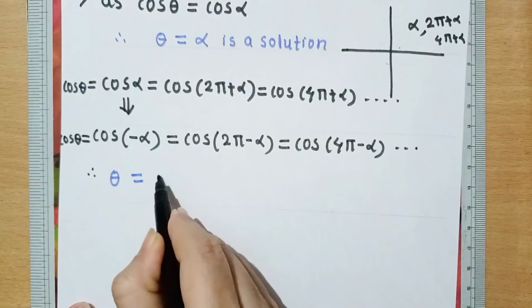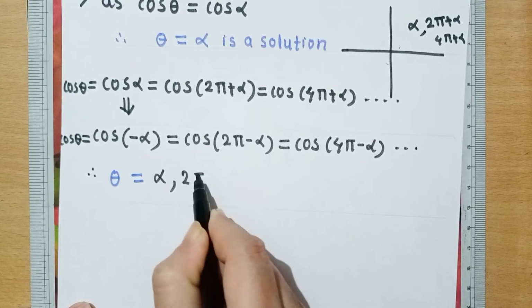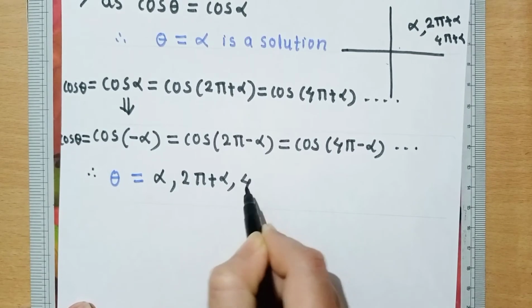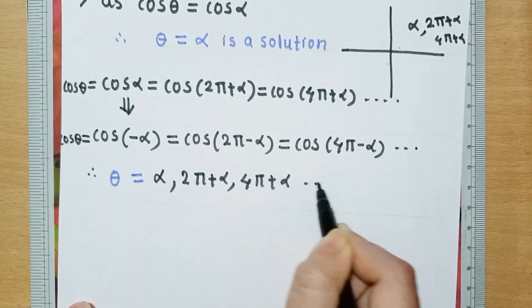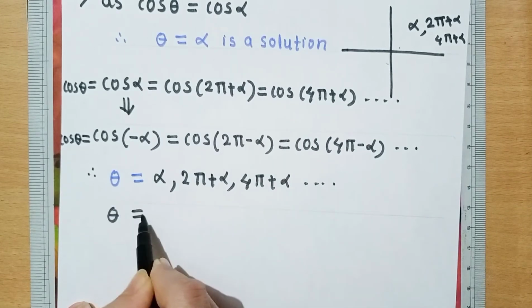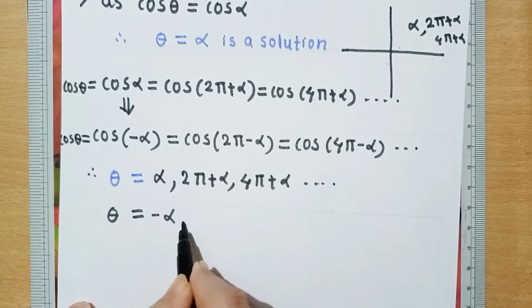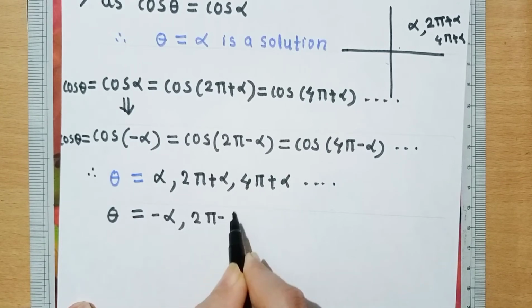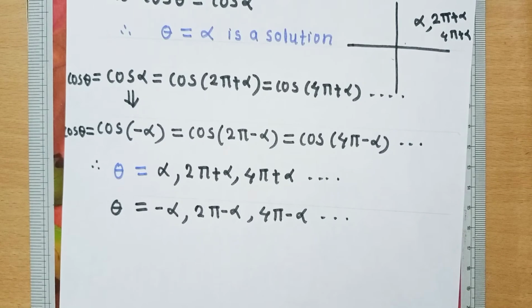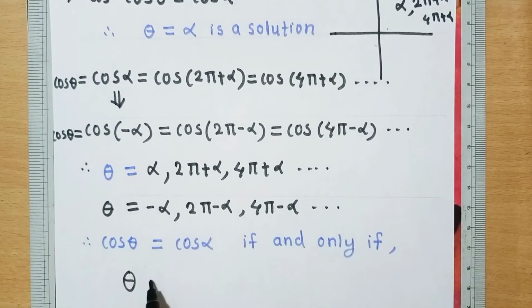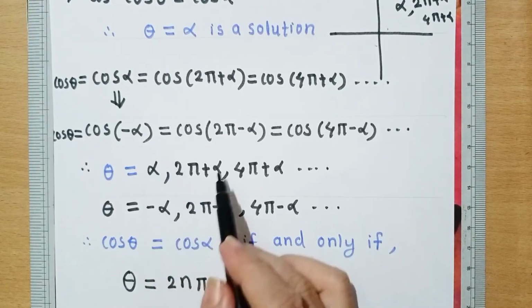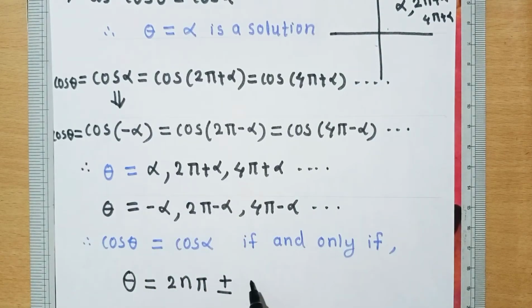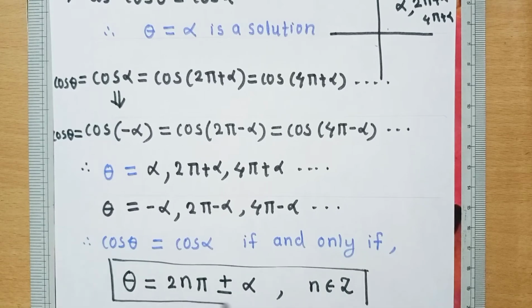So theta is equal to first alpha, then 2 pi plus alpha, then 4 pi plus alpha, and so on. And also theta is equal to, now write down this, minus alpha, then 2 pi minus alpha, and together these solutions are theta is equal to 2n pi, check here, plus alpha, minus alpha here also. So here we write plus minus alpha, where n belongs to Z. This is the general solution.